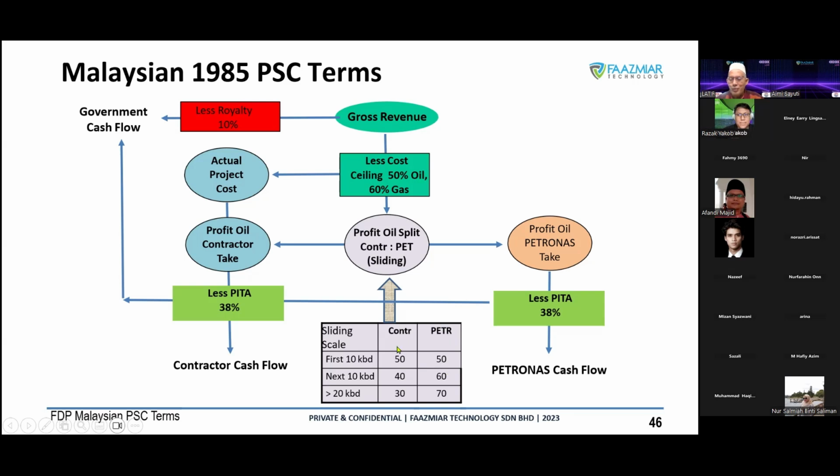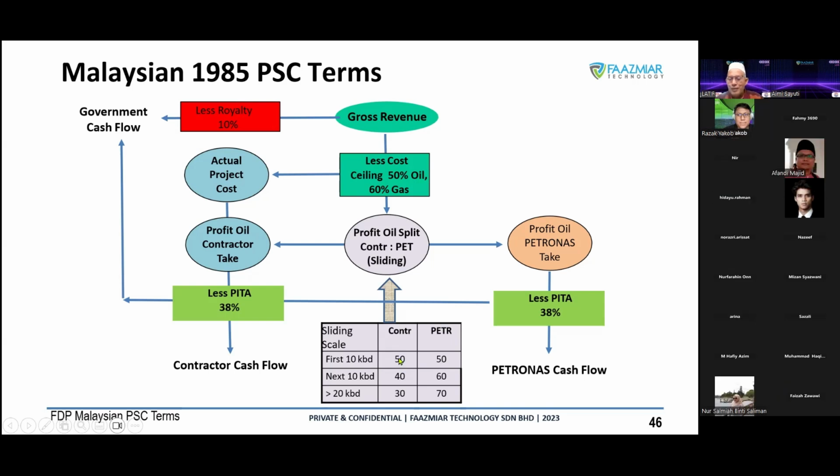Sometimes you are almost having the same profit. The higher the production, the less we get per barrel, but in terms of monthly and yearly, you have a profit that is almost constant. But Petronas gets higher and higher as we produce more and more, or as the reservoir gets bigger and bigger.